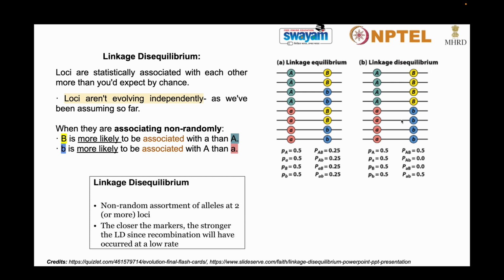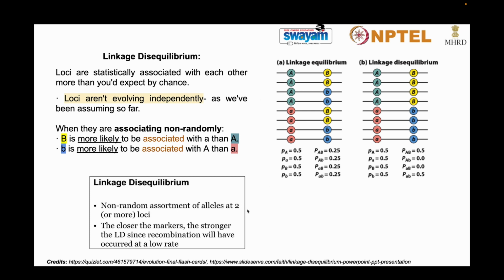Which means there is non-random assortment. It is not randomly assorting. Random assortment would be if capital A could be assorted with small b as well, and small a could be assorted with capital B as well. So linkage disequilibrium is the non-random assortment of alleles at two loci. Then what it is saying is that capital B is more likely to be associated with capital A than small a, when they are associating non-randomly.